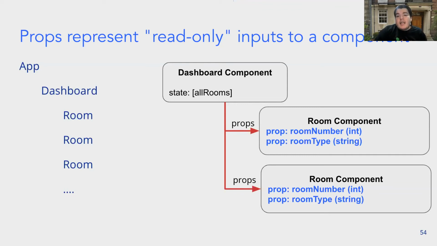Someone asked, is props short for something? Yeah, it's basically the properties. We just call it props, or a prop variable, a prop value. That's pretty common across React.